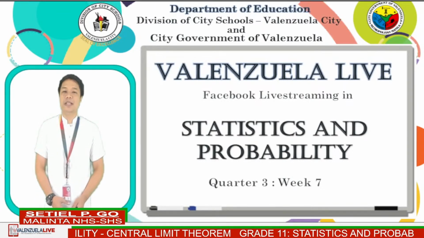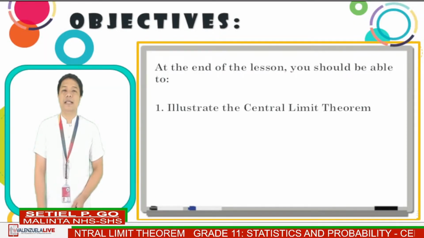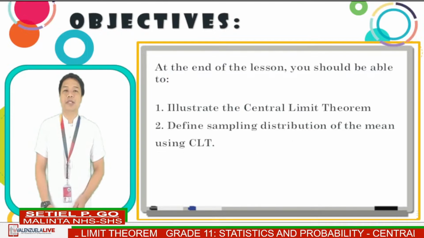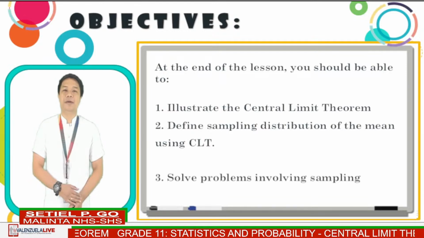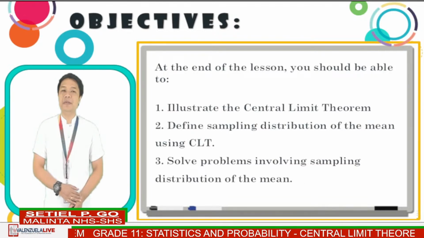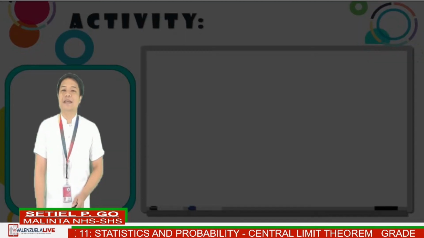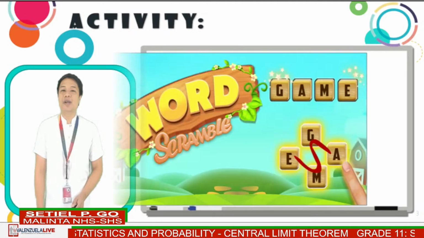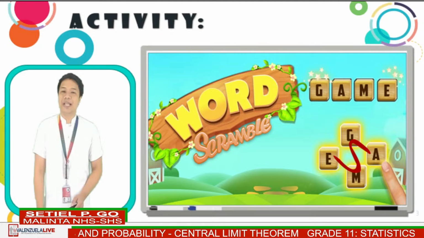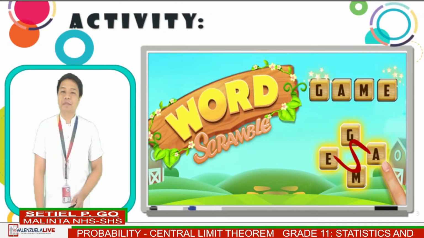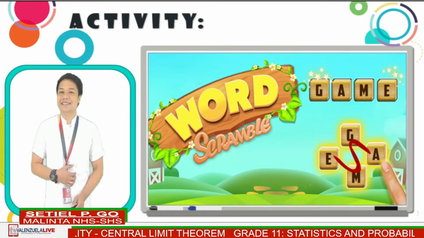Before we start the discussion, let us look at our objectives, which are: number 1, illustrate the central limit theorem. Number 2, define sampling distribution of the mean using central limit theorem. And number 3, solve problems involving sampling distribution of the mean. Let us start our discussion by unpacking some words using the activity named Word Scramble. I will give you some statements followed by a jumbled letter, and I will give you 5 seconds to scramble the letters from the word that describes the given statement. Are you ready? Let's start.